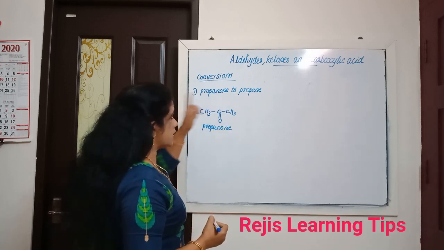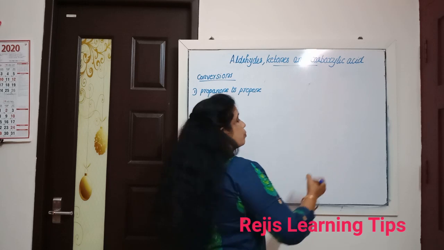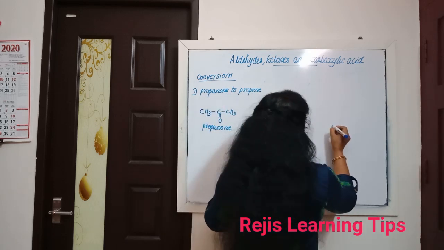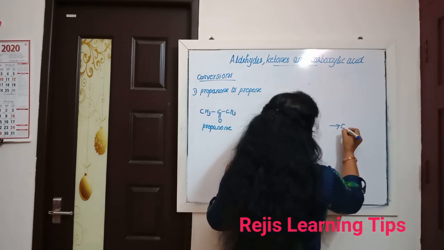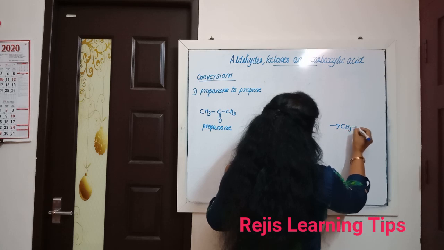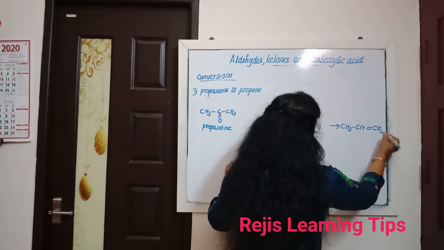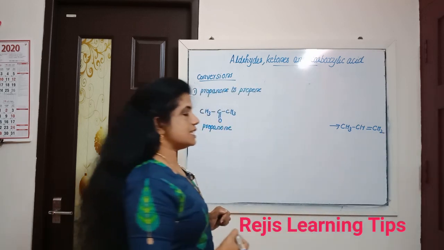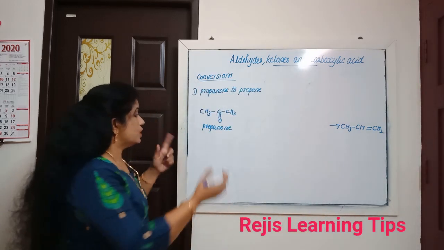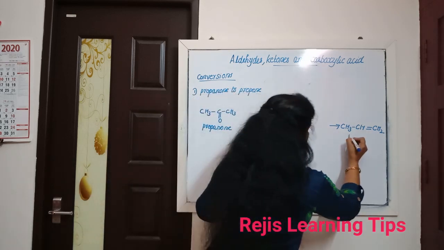Okay, then we can convert propanone to propene. So propene means CH3 CH double bond CH2. Okay, CH3CH double bond CH2. This is propanone and this is propene.